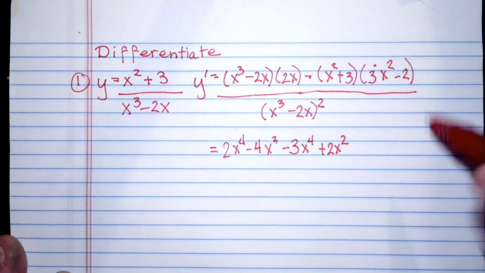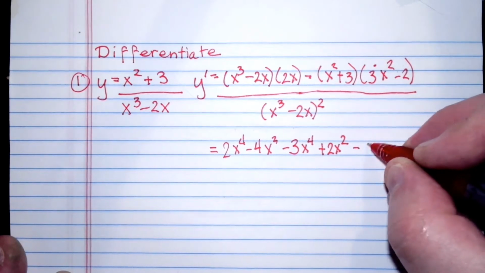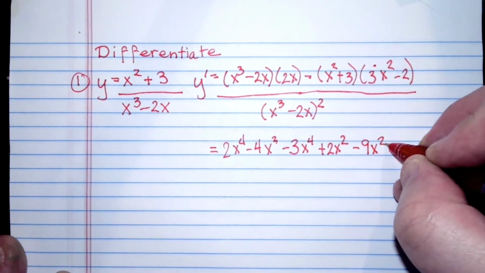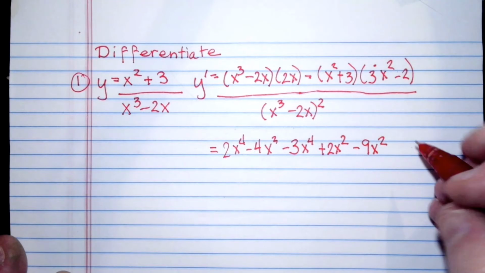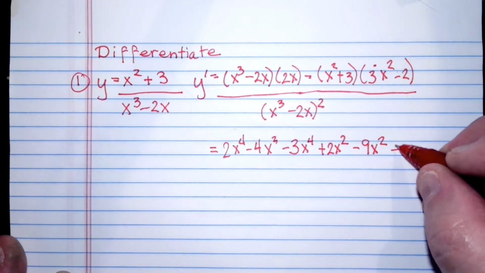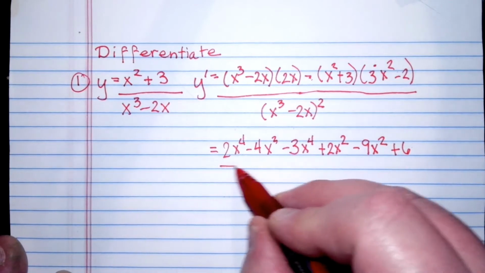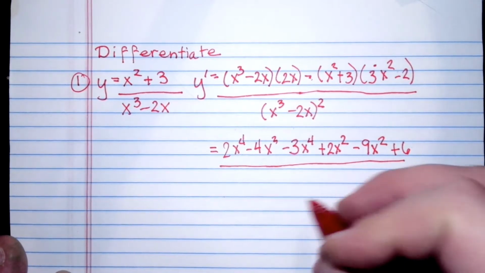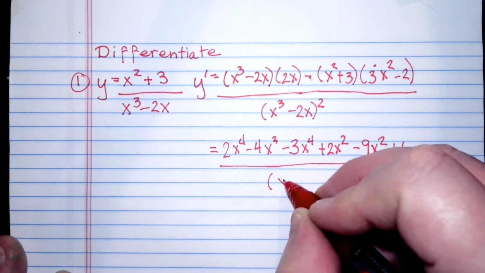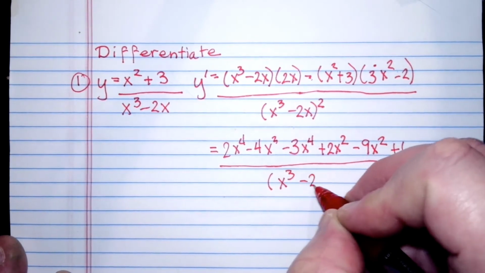3 times 3x squared is 9x squared. Change the sign. And 3 times negative 2 is negative 6. We'll change the sign to a plus 6, again because of that minus. And that's all over the square of the quantity x cubed minus 2x.